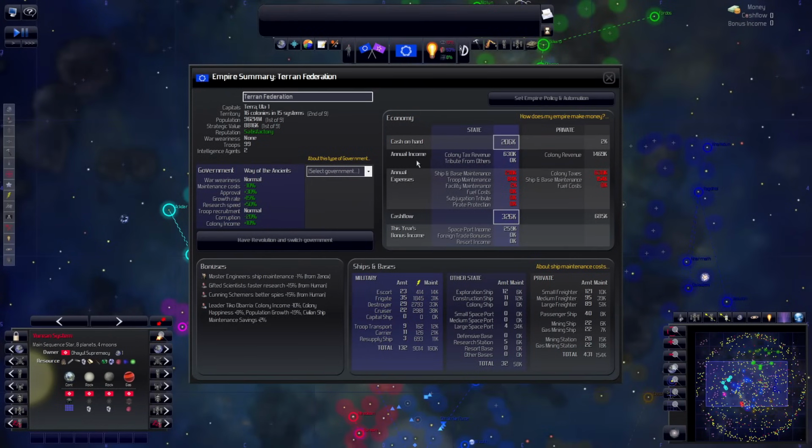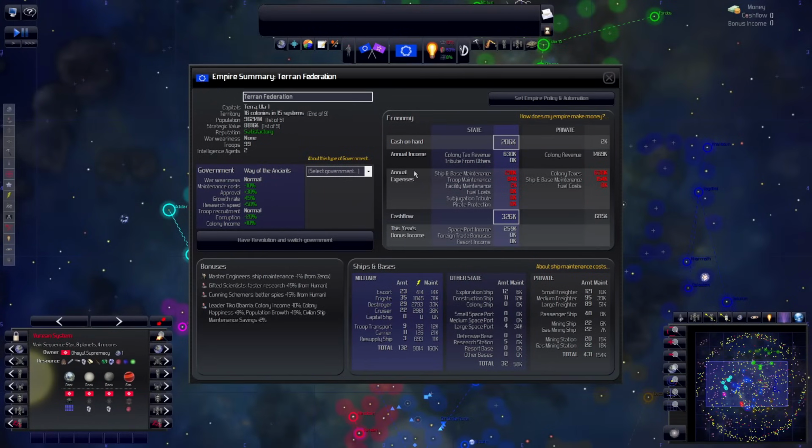This is determined by your cash flow, which is this number, which will also be represented up here, which is determined by your annual income minus your annual expenses. Your income is determined by colony tax revenue and tribute from others, from subjects that you might have. The colony tax revenue is handled in this button up here, which we will look at. The tribute from others is entirely diplomatic, and it's something that you can get at the end of a war by asking for it. It is a way to end a war.